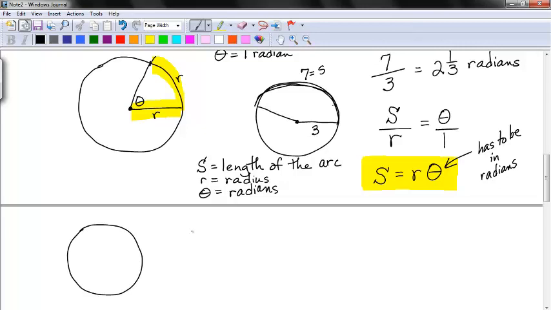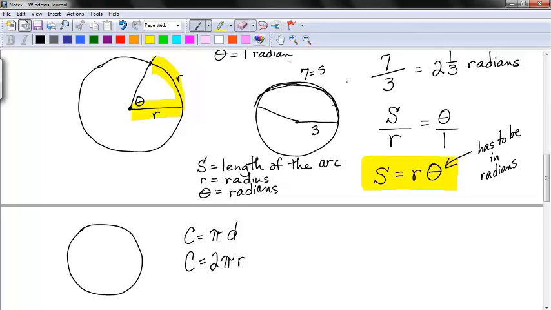Circumference. Okay? Now, go back in the memory banks. What's the formula for circumference of a circle? Not pi r squared. That's area. Pi times diameter. And if I ask you what is it in terms of radius? Okay, so you can use pi times the diameter, but in terms of the radius, it's 2 pi r. That's the formula for circumference of a circle.